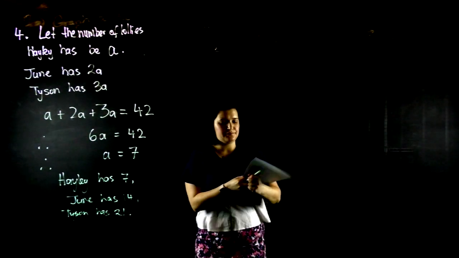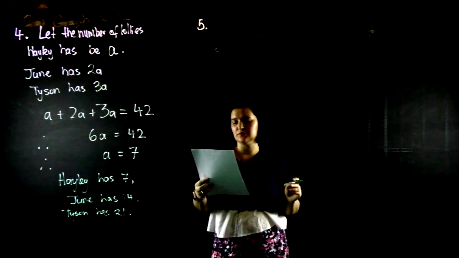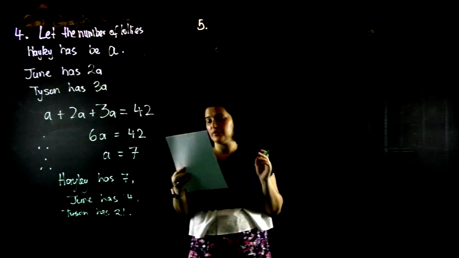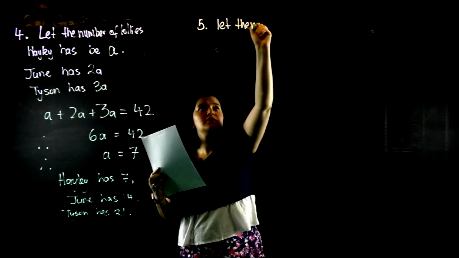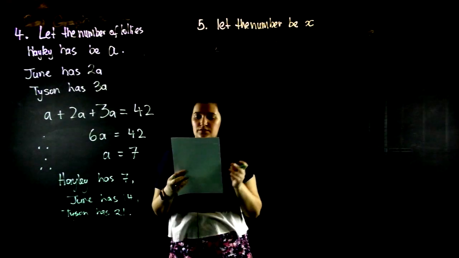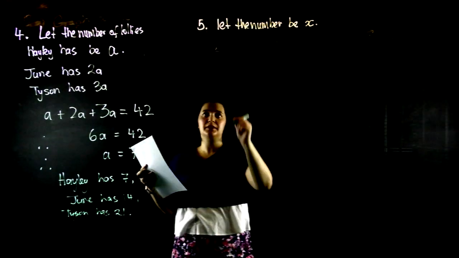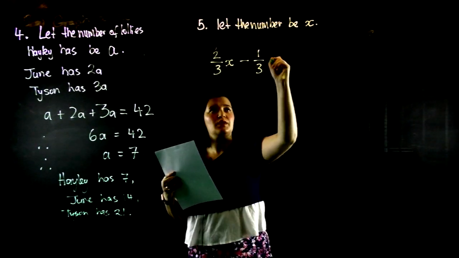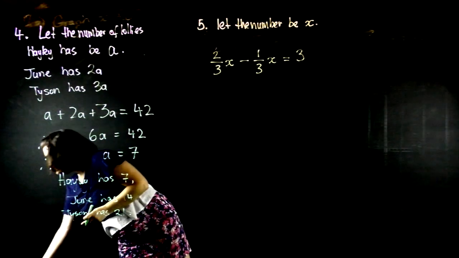Question 5. If 1/3 of a number is subtracted from 2/3 of the same number, the result is 3. So again, we need to start with defining our variable. So let the number be, we'll call it x, just for fun. So it's saying 1/3 of a number is subtracted from 2/3 of a number. So I've got 2/3 of x and I'm subtracting 1/3 of x. The result is 3.